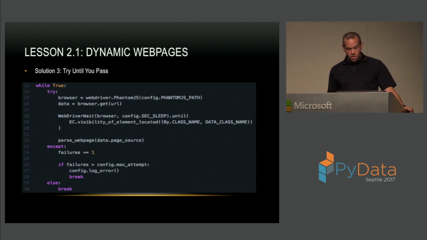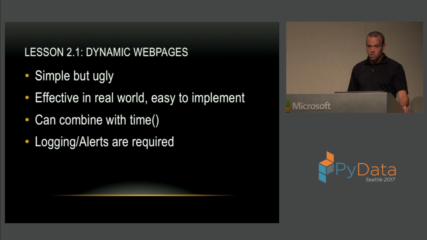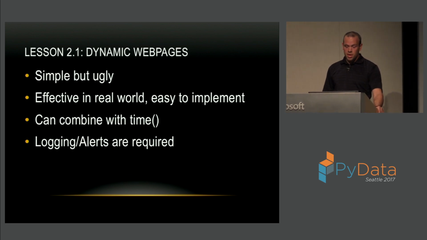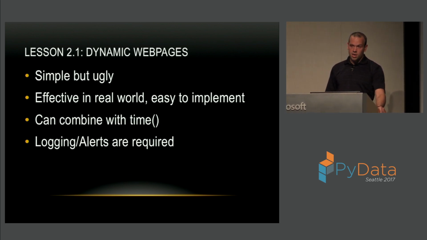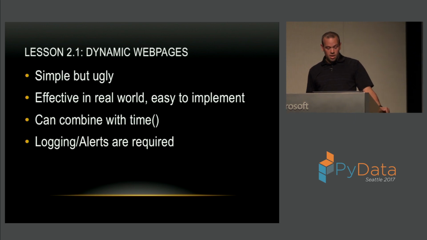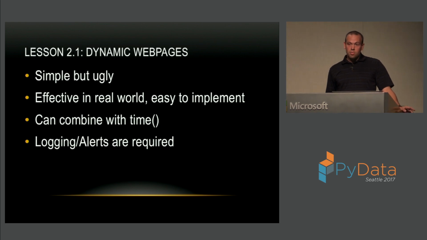This actually works pretty effectively in some of the use cases that I've come across. So it's ugly, but it's simple. It does work. It's easy to implement. You can combine it with the expected conditions, so you're waiting the optimal amount of time, hopefully. And you can even add a time delay between loops so you're not hammering the website with requests. And again, logging and alerting is required. The first lesson that we learned: you need to know when something broke and why it's broken.